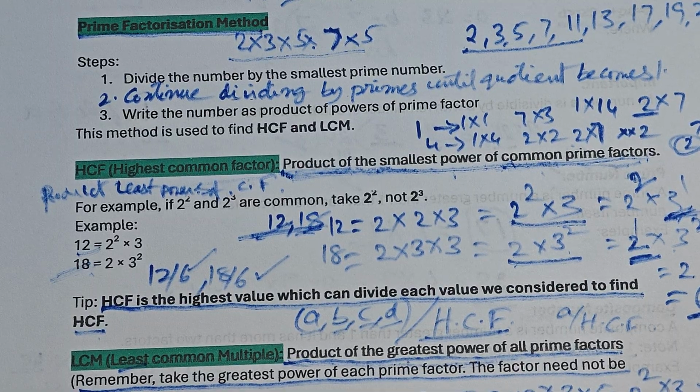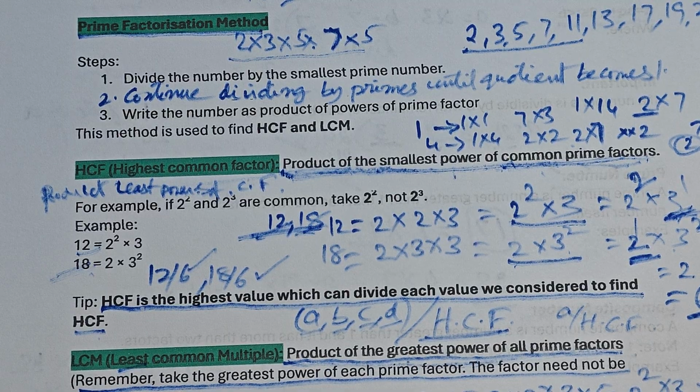Also, we learned the highest common factor. It's the product of the smallest powers of common prime factors. And we know the HCF can divide all the given values. So the HCF value is the least value among the given input values. When you find the HCF, it will be less than or equal to the given input values.